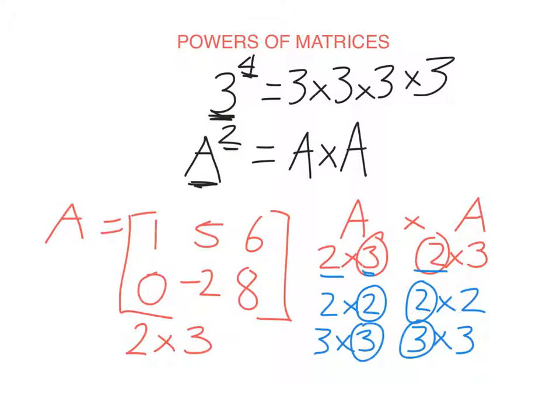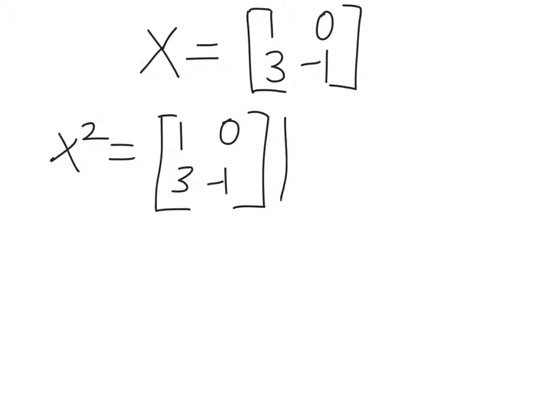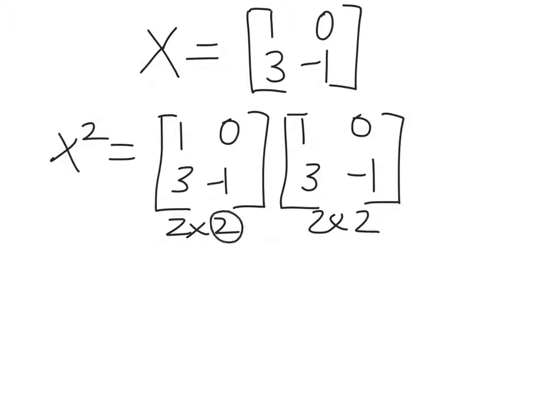So let's go ahead and look at some examples. So let's make up a matrix here. So x equals, let's say, 1, 0, 3, minus 1. So x squared would just be this matrix of x multiplied by itself. So this is essentially just matrix multiplication. So we have a 2 by 2 matrix multiplied by itself. These two numbers are equal, so we can do it. The resulting matrix will be this size, 2 by 2.